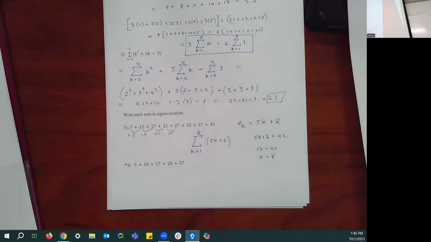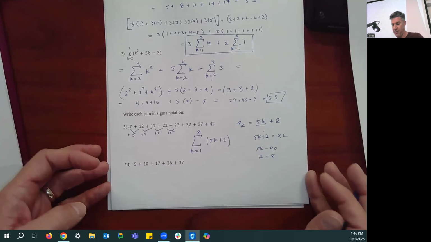But if we have something that's increasing by 1 every time, and we want our function to increase by 5 every time, the thing that's increasing by 1 gets multiplied by 5. That's why we have a 5k here. The problem is, if we just had 5k, if k equals 1, you get 5. If k equals 2, you get 10. But we want, when k equals 1, to get 7. And when k equals 2, to get 12. And we can see that the difference between each of our terms and the terms we want is 2. So we just added on the 2.